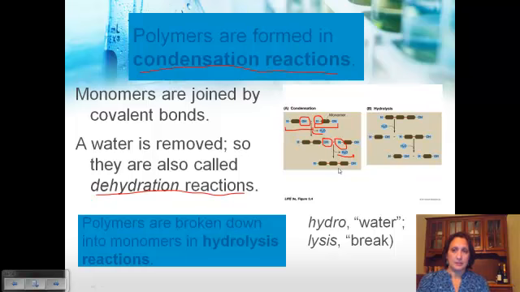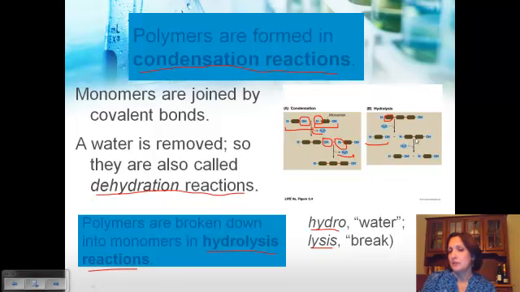Now we can break this apart. But if we're going to break it apart, we need to add water. And so we get the next type of reaction, which is called a hydrolysis reaction. Hydro means water, lysis means breaking. So we're going to use water to break bonds. So here we have a polymer, and we're going to break off this unit right here. And so we need to add water. So part of the water, the OH goes on one side, the H goes on the other side. And so now we have a monomer.